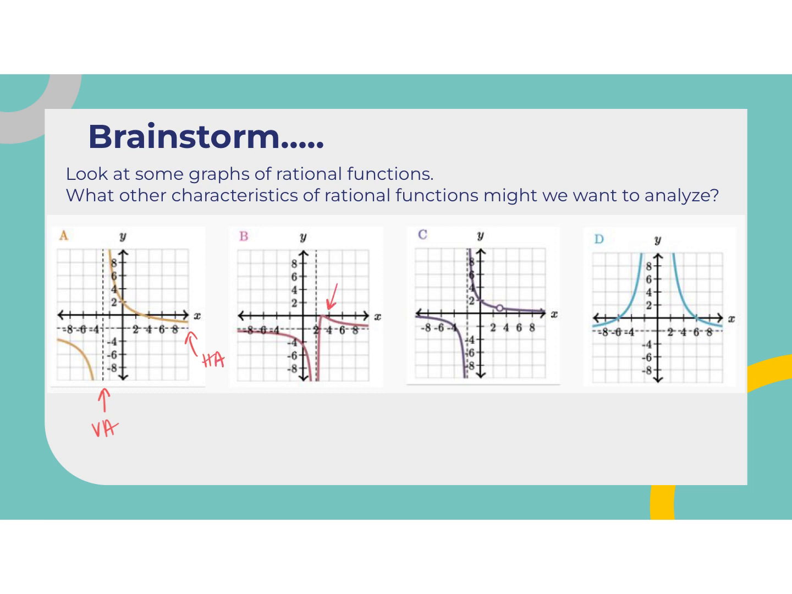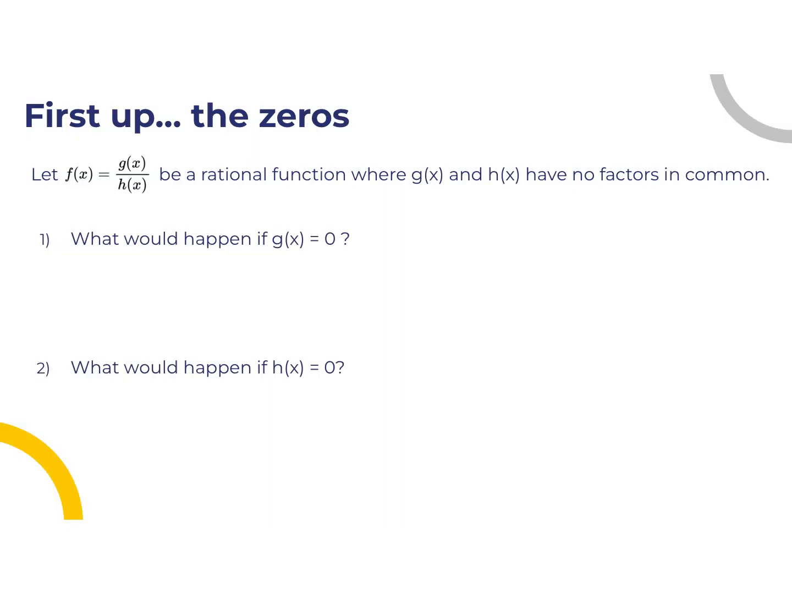We're also going to have intercepts, both x-intercepts and y-intercepts. Sometimes our functions are even going to have holes. We're also going to want to know when our graph exists above or below our asymptotes. Over the next several lessons, we're going to be covering each of these characteristics. First up are the x-intercepts, or the zeros.